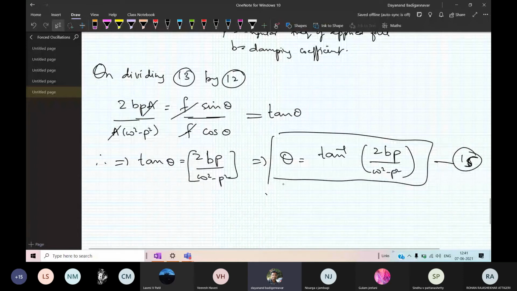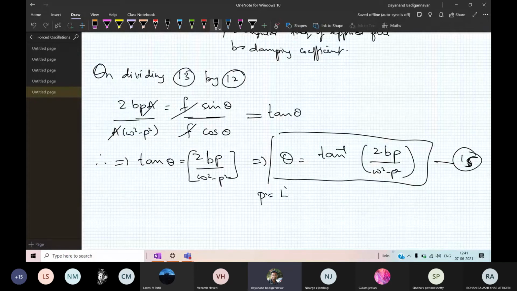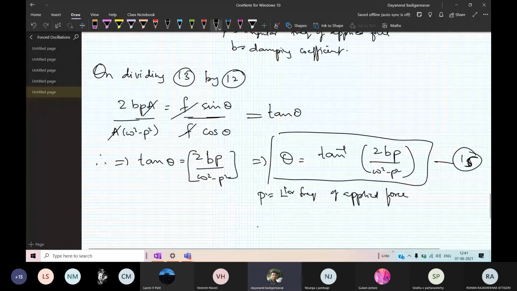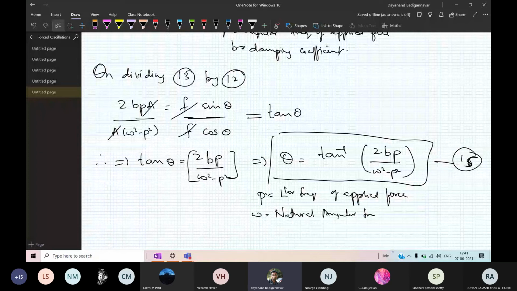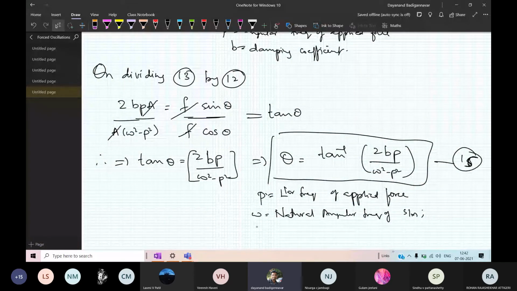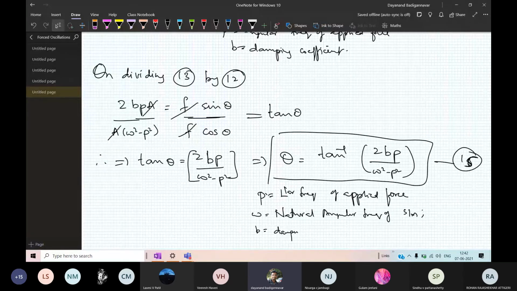What is P? I told you P is the angular frequency of the applied force. Omega is the natural angular frequency of the system, that is, the system executing SHM. P is there, omega is there, and b is the damping coefficient.